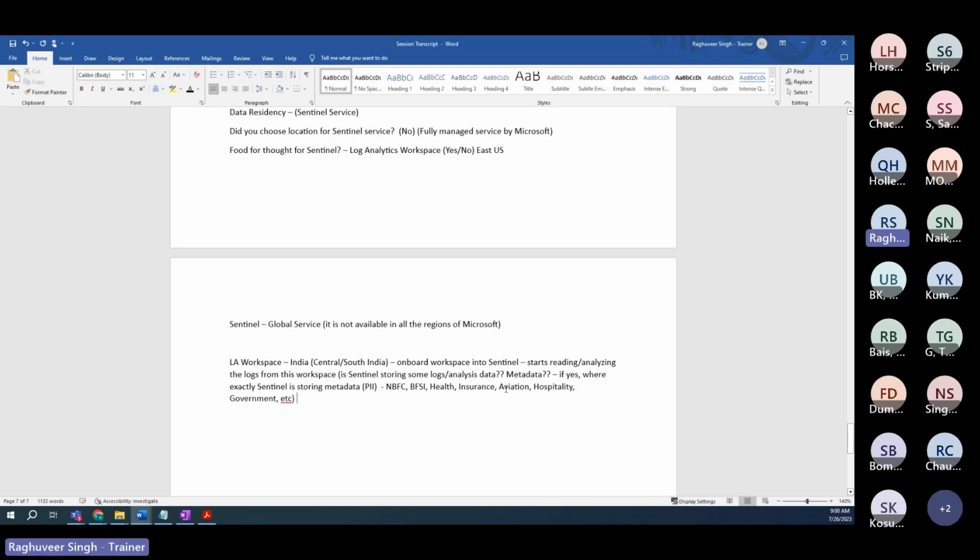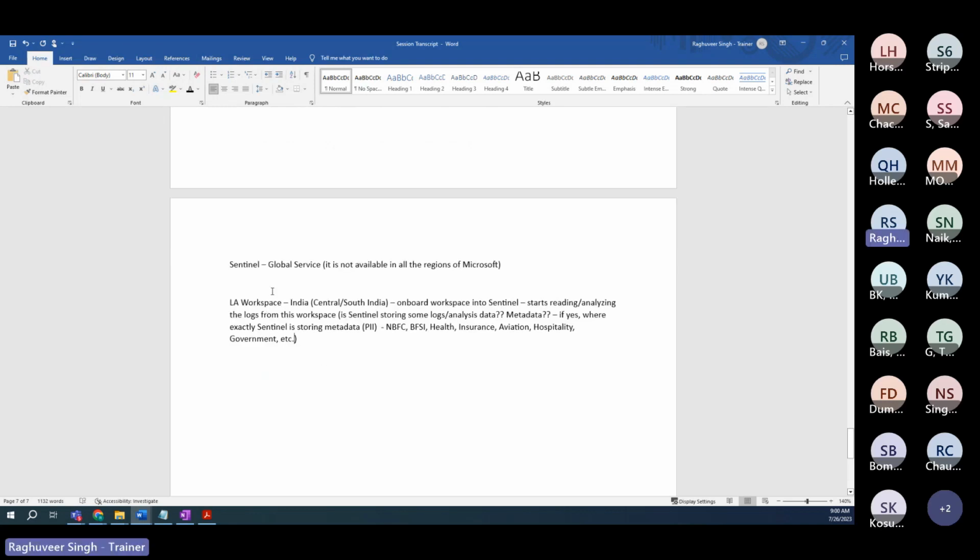So if your customer is in one of these industries, you will need the answer to this question, because without this answer, you will put yourself in trouble in the long run. So this is very important. You need to understand where Sentinel is, what Sentinel is, how it works, what information it stores and processes, where exactly it stores it, and whether this service is available in all the regions.